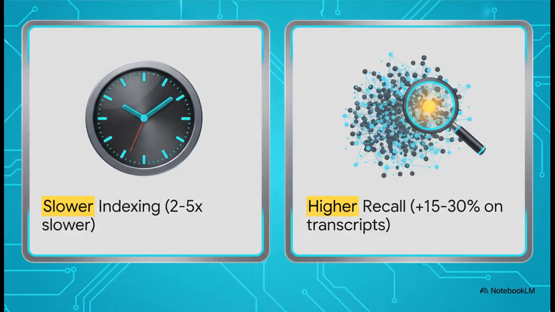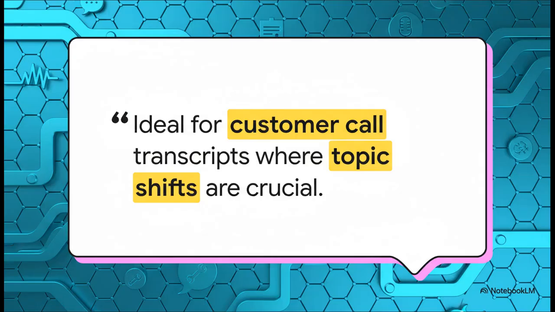But of course, all that brain power comes at a cost. You're looking at indexing that's 2 to 5 times slower. But the payoff is huge, a 15 to 30% boost in what we call recall. And that just means the AI is way, way better at finding all the right pieces of information for your question. So where does this shine?